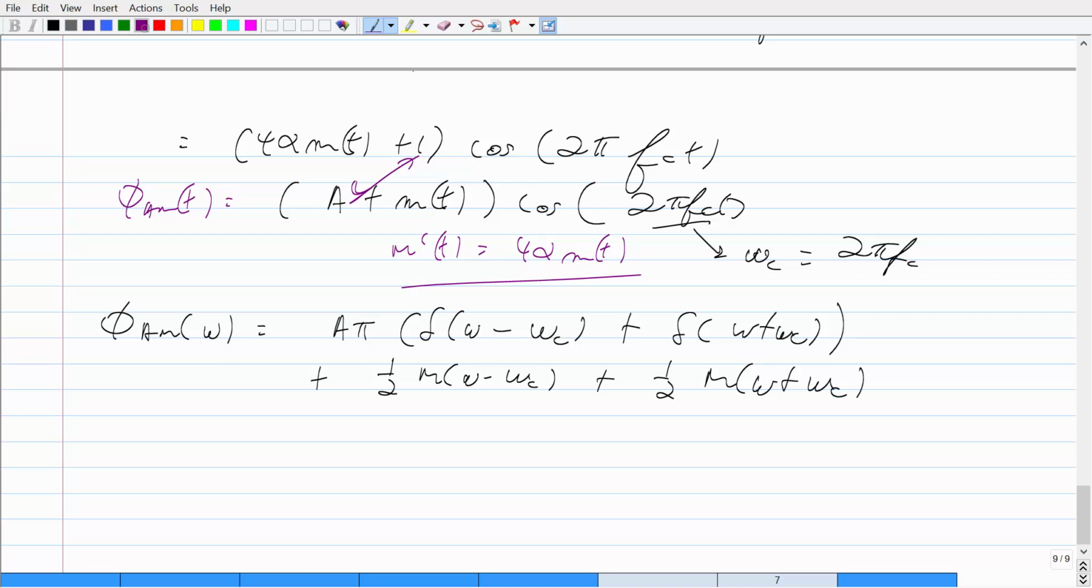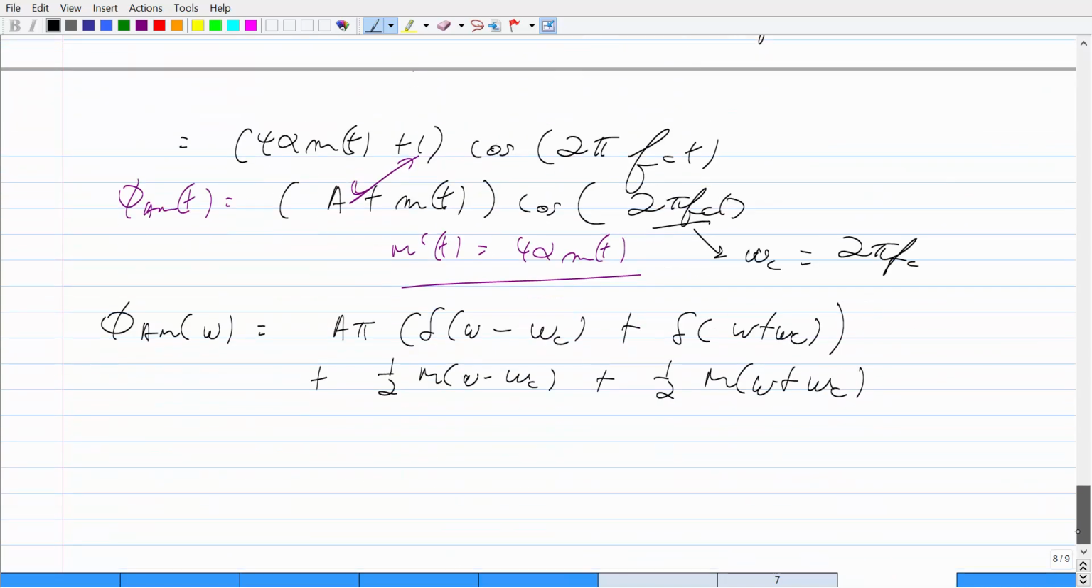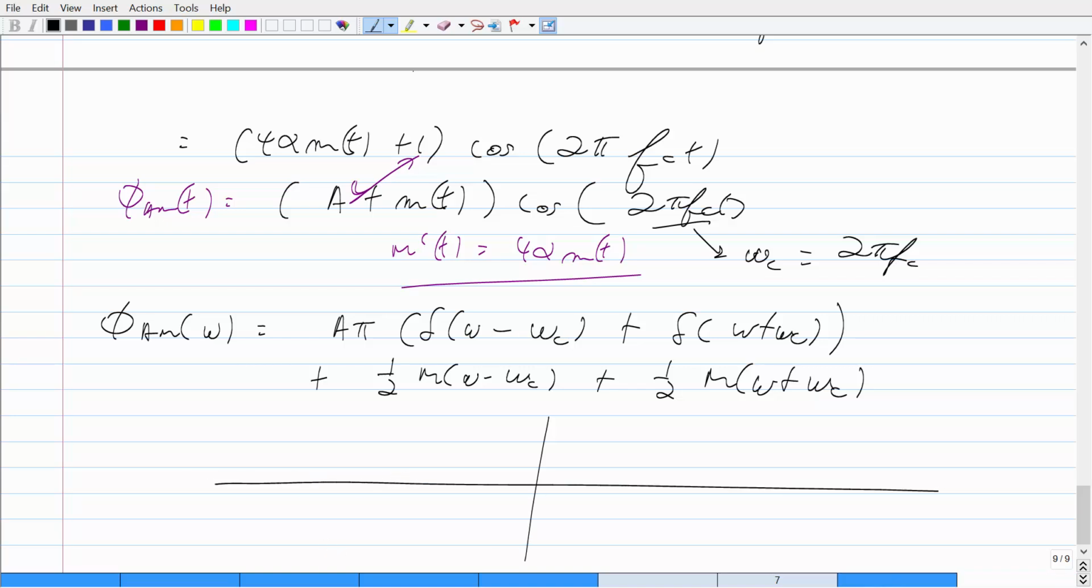So that's what the spectrum looks like. Remember the original spectrum looked like this, with a height of 1. But then I also have a 4 alpha, and I have to divide by 2, so my height is actually 2 alpha in the end. So we have omega c and minus omega c, with 2 impulses centered here. And a is simply equal to 1 from before, so this becomes pi. And then we're going to have 2 other spectra that have a bandwidth, is it minus plus w?